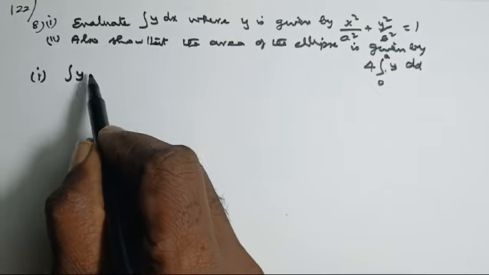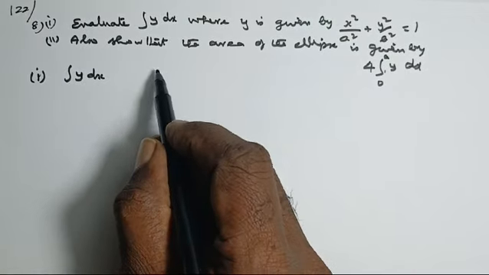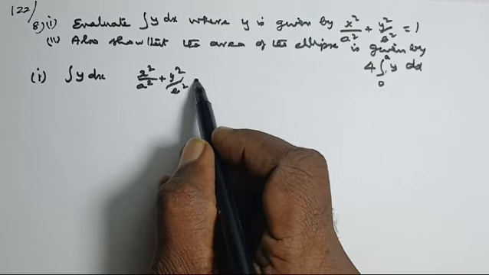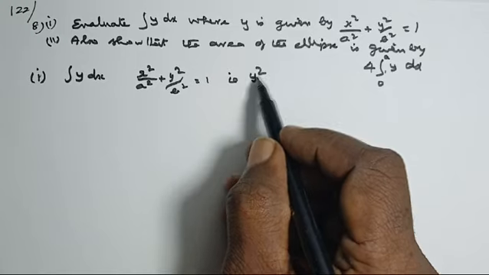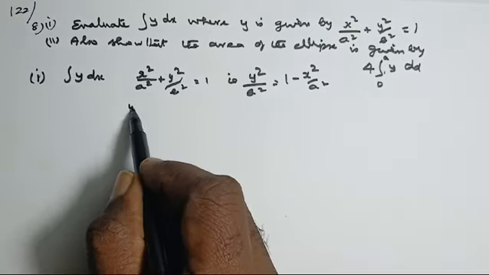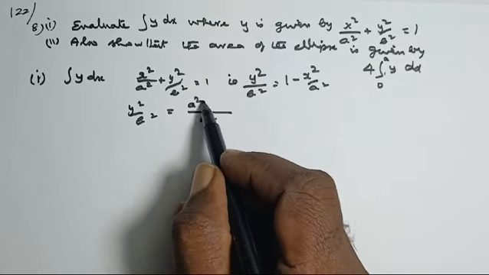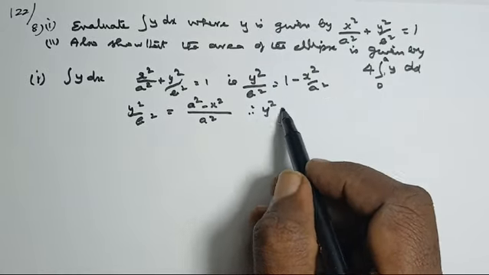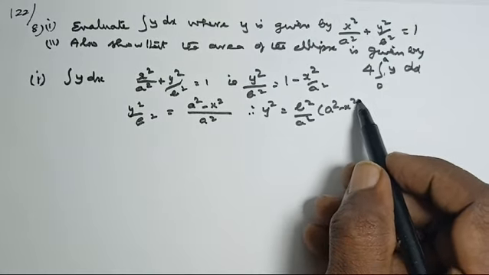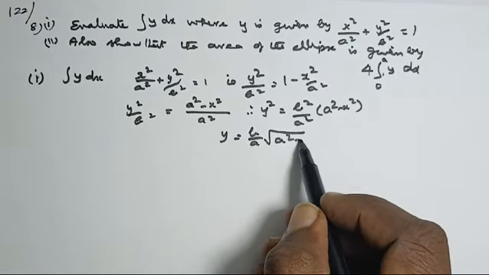Here we are going to evaluate the integral y dx, where y is given by the equation of the ellipse x squared by a squared plus y squared by b squared equal to 1. That is, you keep y squared by b squared here, take this to the other side, x squared by a squared. That is, y squared by b squared equal to, LCM, a squared minus x squared. Therefore, y squared equal to b squared by a squared into a squared minus x squared. Therefore, y equal to b by a root of a squared minus x squared.